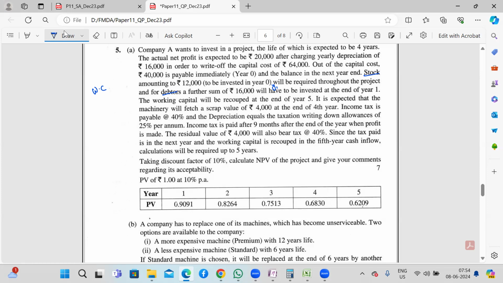So it is expected that machinery will fetch a scrap value of 4,000 at the end of 4th year. Income tax payable is 40%, depreciation equals the taxation writing down allowance 25% per annum. Income tax is paid after 9 months. So remember, income tax here, this is the tricky point we have. After 9 months, after the end of the year, that means for year 1, if I'm incurring, say for example, 10,000, I will be paying during the year 2. So this is a calculation we need to be calculated properly.